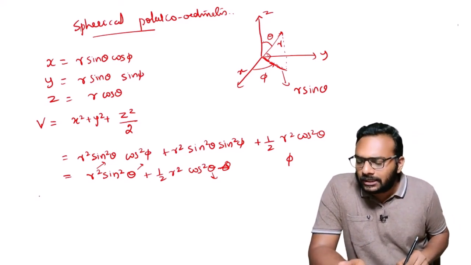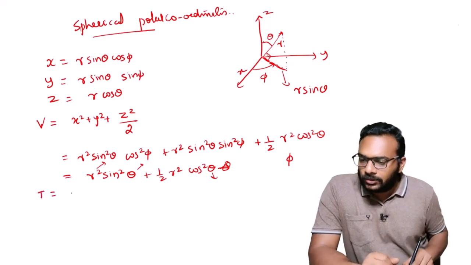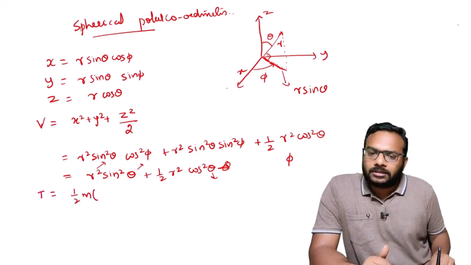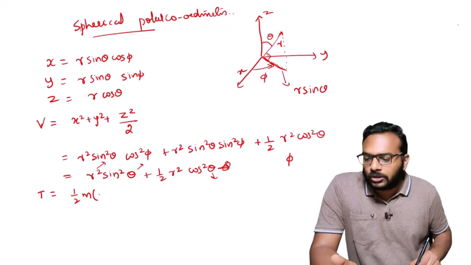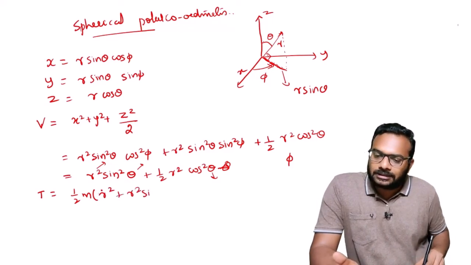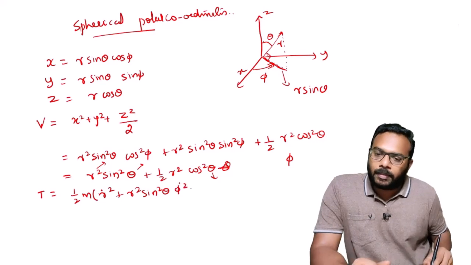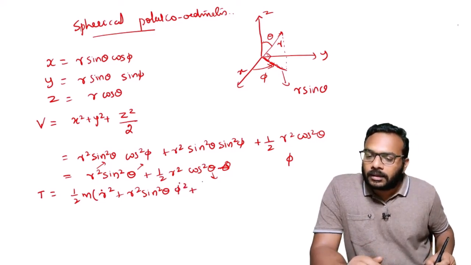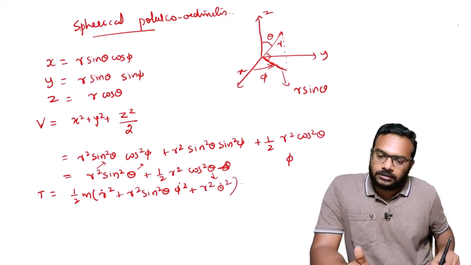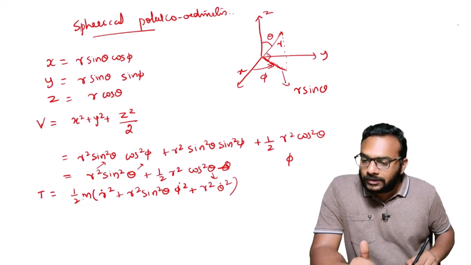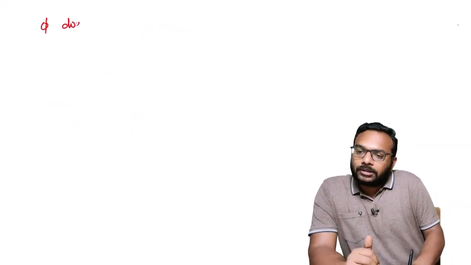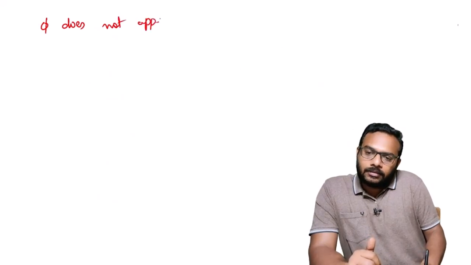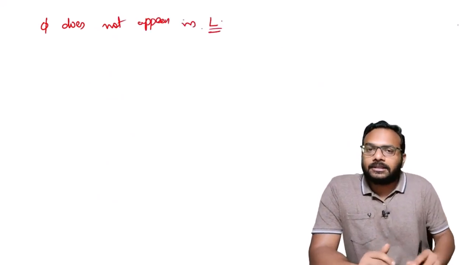All right, you can also look at the kinetic energy. T is equal to half m. The velocity corresponding to phi dot is r sine theta phi dot. For r, it's r dot square. So it's r square sine square theta phi dot square, plus we also have r square theta dot square. So that's the kinetic energy. You see that also in the kinetic energy, phi does not appear. So we can say that phi does not appear in the Lagrangian.